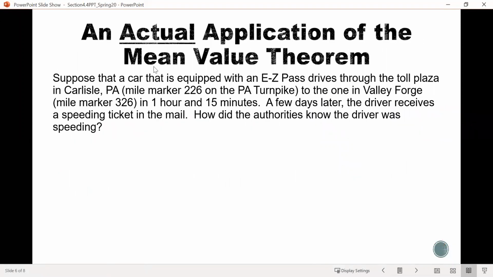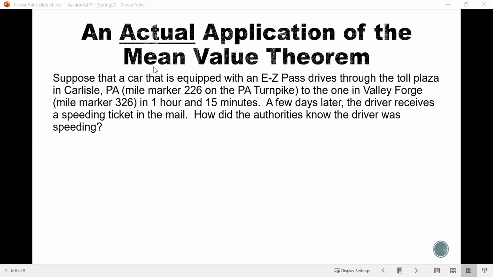Now, I just talked about how that application we did was just an application to math. So what I wanted to do now is try to do an actual application where this might be used in the real world. And you might think this is hokey, but I actually think this is kind of interesting. So here is the situation.